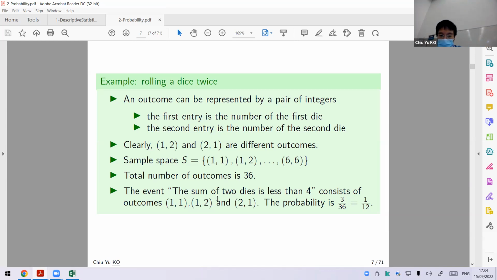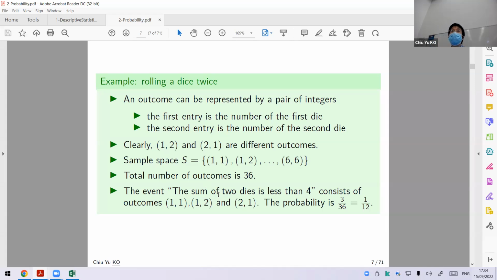The question: take the event that the sum of the 2 dice is less than 4. What are the outcomes there? They will be (1, 1), (1, 2), and (2, 1). Other than that, you have sums of 4 or more. Because every single outcome is equally likely in this framework, the probability will be 3 over 36, which is 1 over 12. So that is the classical way to do things.